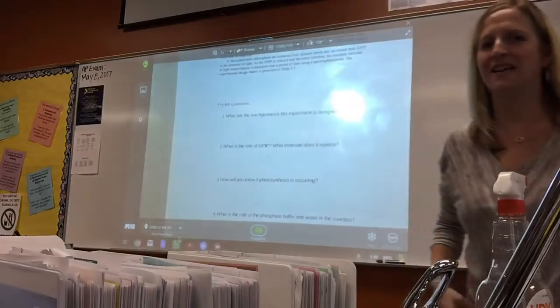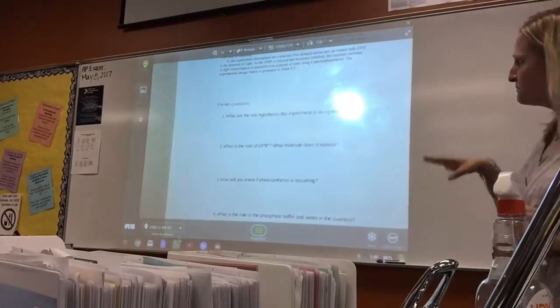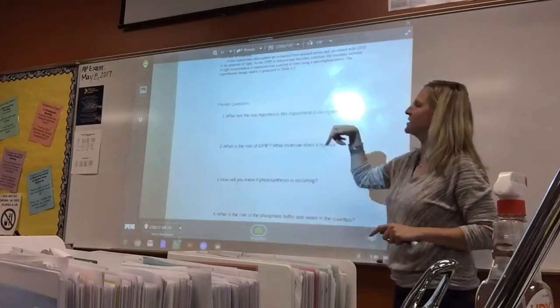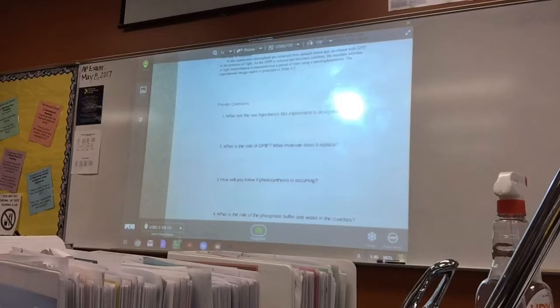Stay safe. All right. So I asked you the two hypotheses this experiment is designed to test. They're combining two things in one. You could technically have done this in two different experiments to test the individual hypotheses separately, but they combine them into one experiment. What are those hypotheses that they're testing? Grace, what do you think? That's right. So both light and chloroplasts are required for the light reactions of photosynthesis to occur.